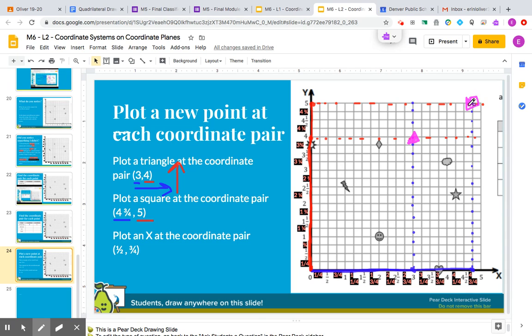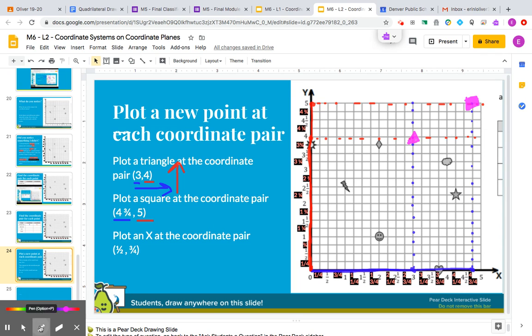Ooh. It's not the best square. We know they're not equal sides. Not all the angles are right. But the heart was there. Or my heart was there. Not the heart. The heart's actually down here. That was a really bad joke. Sorry, guys. So we know that the square is at 4 and 3/4 and 5.